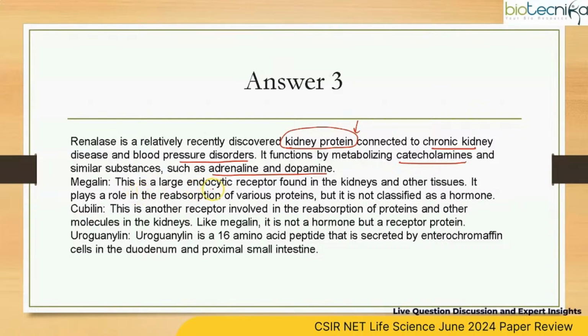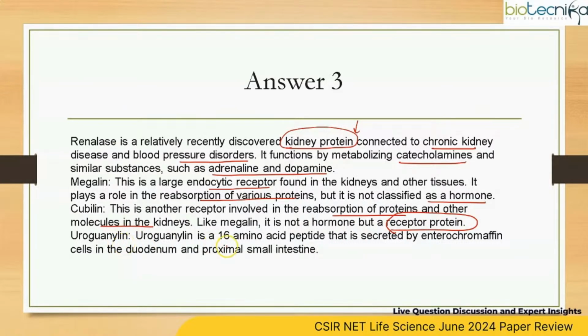Megalin is a large endocytic receptor found in kidney. So it is not a hormone, it is a receptor. It plays a role in reabsorption of various proteins, but it is not classified as a hormone. Cubilin is another receptor involved in reabsorption of proteins. So this is again a receptor and other molecules. So it can reabsorb various other molecules. Like megalin, it is not a hormone but a receptor protein.